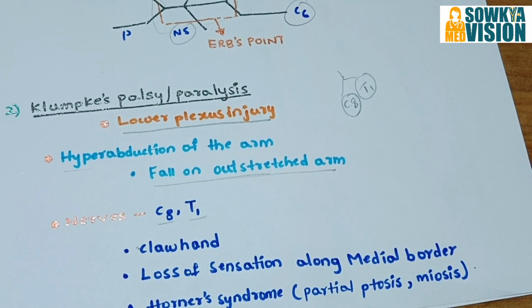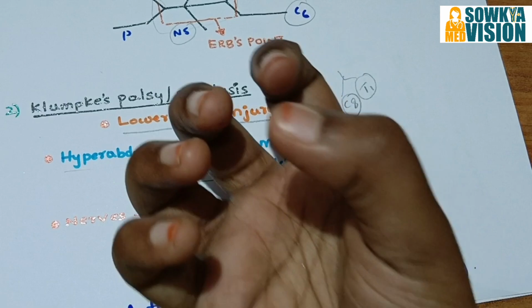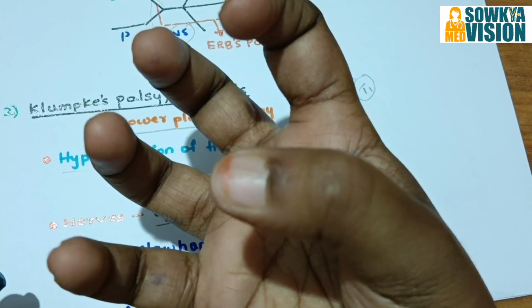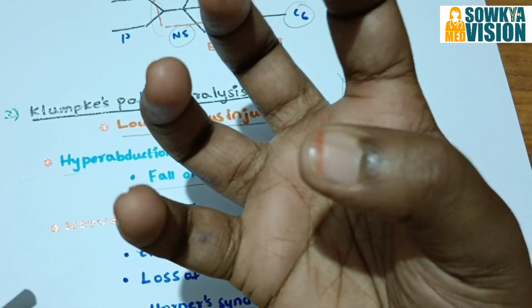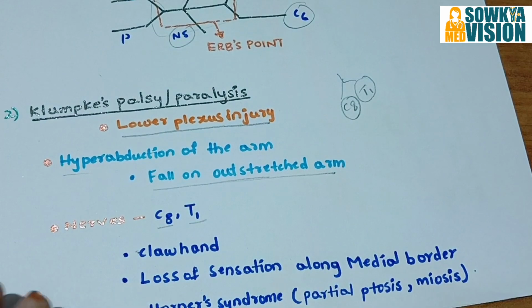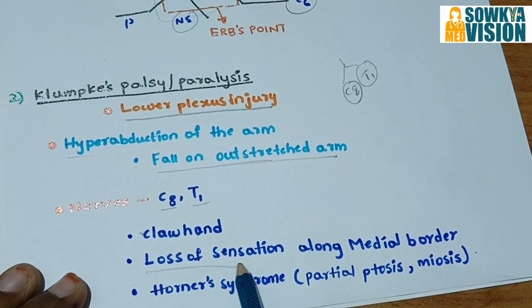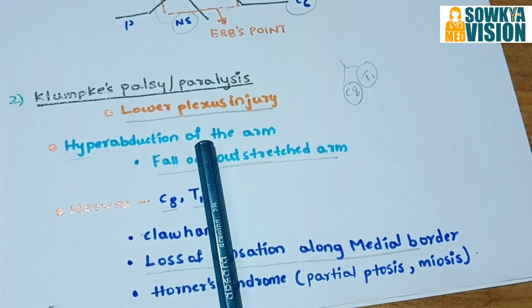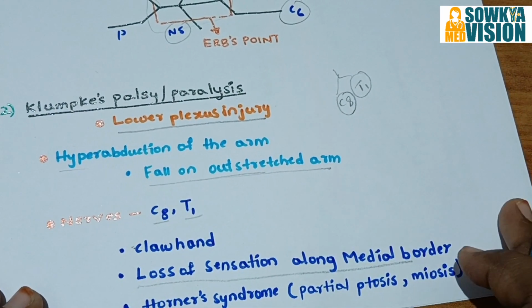What are the effects? Claw hand. This is the claw hand. Claw means what? Bird's claw. So there is claw hand formation and loss of sensation along the medial border. See, this is the medial border, right? So sensation is completely lost.